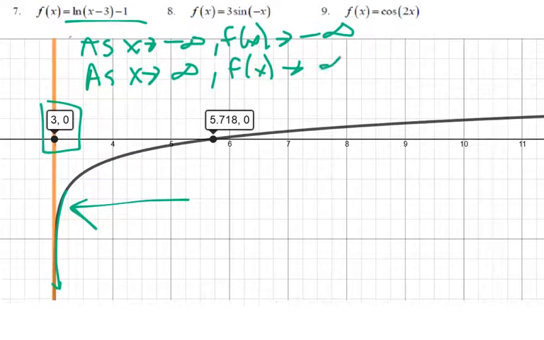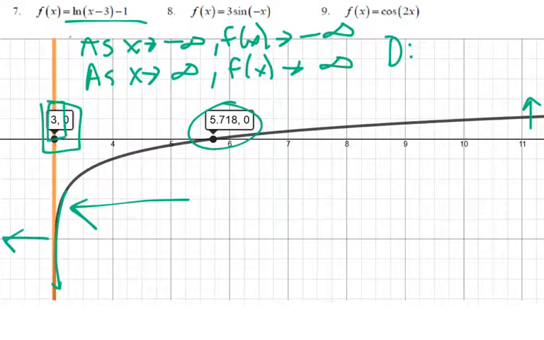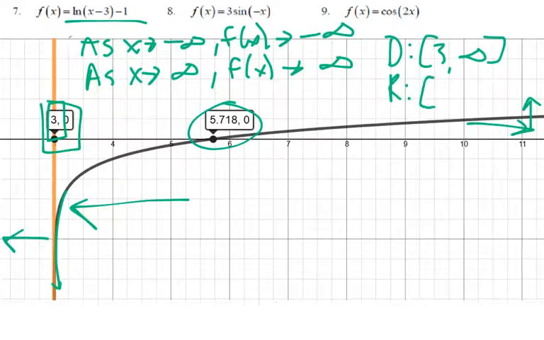As we go to the right, we're approaching positive infinity, keep going up. X-intercept here, no y-intercept because we never get past that line. Our domain, we're never going past that line 3, so it's from 3 to infinity because we keep going to the right. Range, even though we go really slow, we go all the way to negative infinity, all the way up to positive infinity.